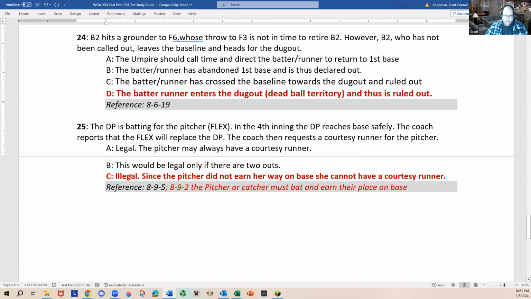This is illegal. You don't allow it. Why? The pitcher did not earn her way on base. She cannot have a courtesy runner. In 895 and 892, it specifically says the pitcher and catcher must bat and earn their place on base. We say you got to earn your way on. You can't be subbed in and get it. You have to earn your way on. This pitcher did not. Somebody else did. A non-pitcher actually earned their way on. So once you send a pitcher out there, you can't courtesy run. So C, this is illegal, is the correct answer.